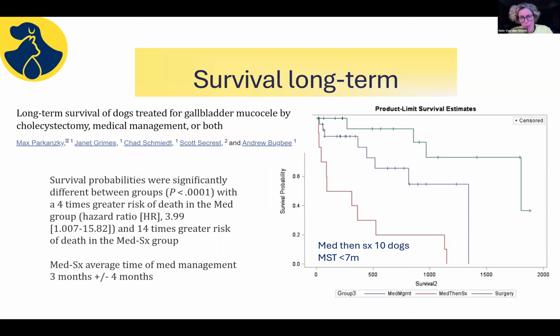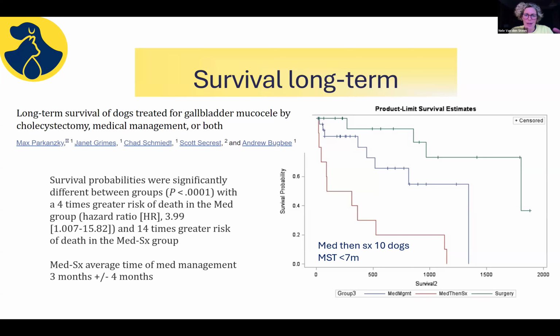Now, what we think is happening with these patients is they are dogs that are doing quite well. We decide to treat them medically. They're older dogs, they have very little symptoms. We treat them medically, and then suddenly things go wrong and they decide to take them to surgery. Now, these dogs drop off quite quickly. Okay, the median survival time of these dogs is less than 7 months.